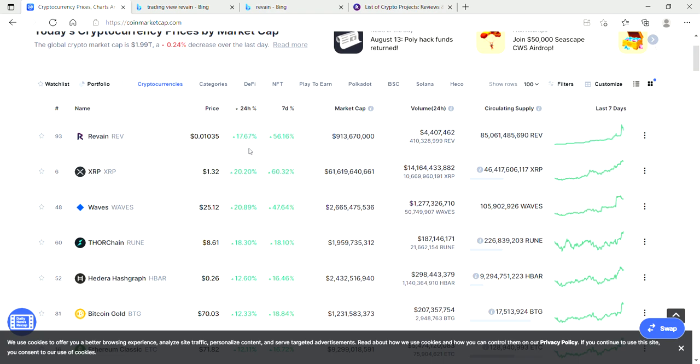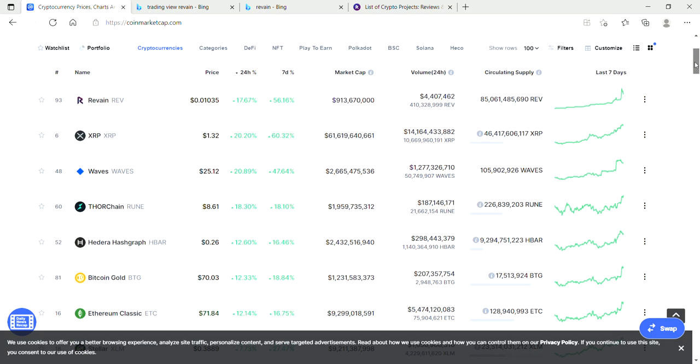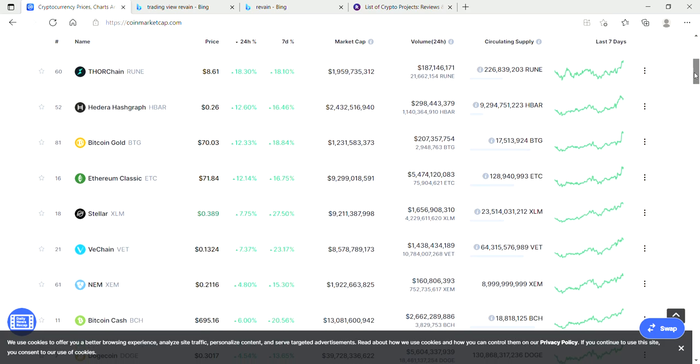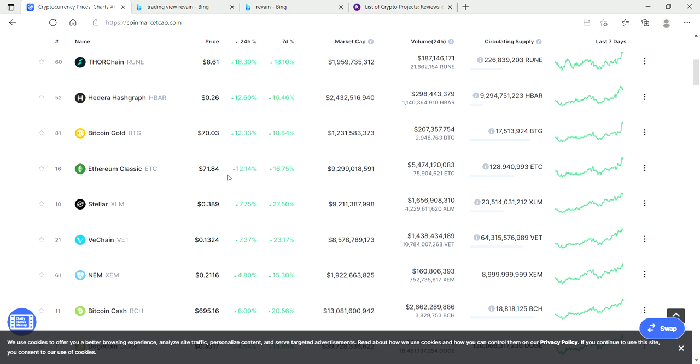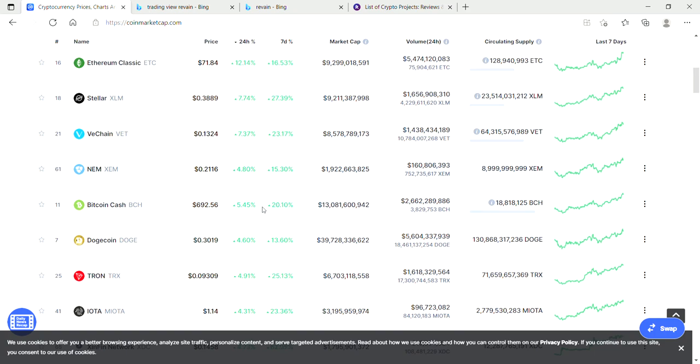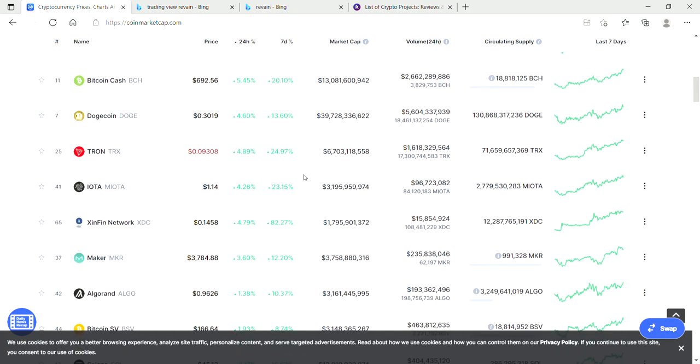So I might make a few videos on some of these sort of coins today. Give a bit of an update, so stay tuned for my other videos. Ethereum Classic's doing really well, which is good to see. Also Bitcoin Gold making a revival. Stellar doing nice, even VeChain, XEM. Bitcoin Cash is making a comeback. Dogecoin's doing well. Tron getting up there. But now we're getting into lower gains here, guys.